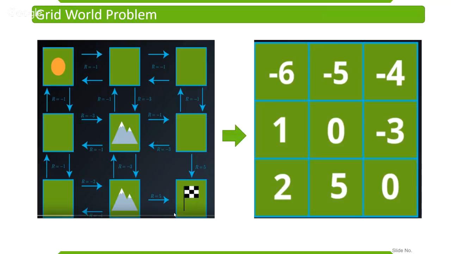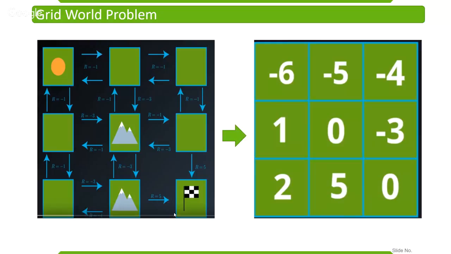So in case of the empty tiles, it will receive a reward of -1, and in case the tile has a mountain, the reward will be shifted to -3. And in case the agent reaches the goal, the reward will be +5.